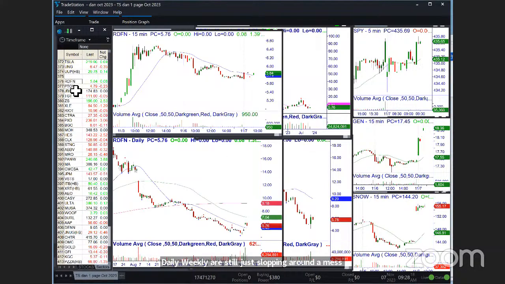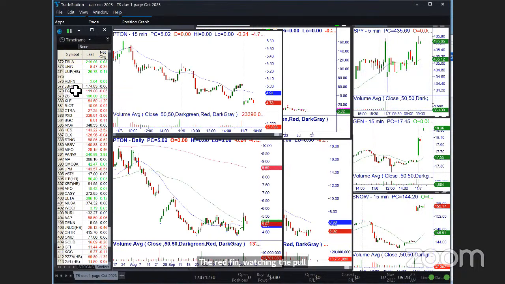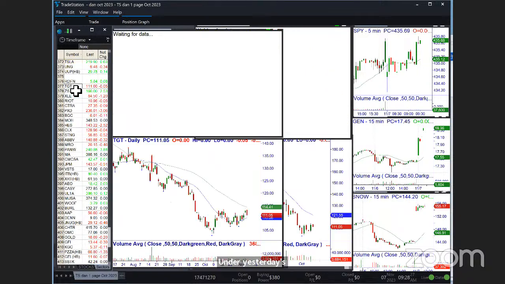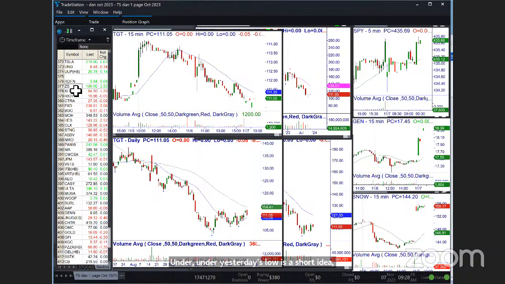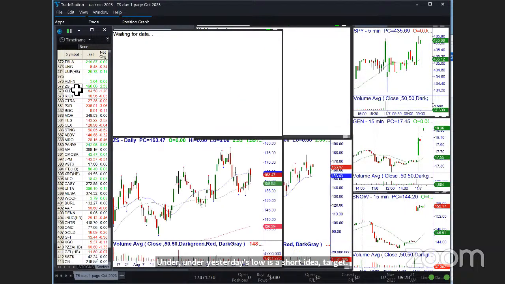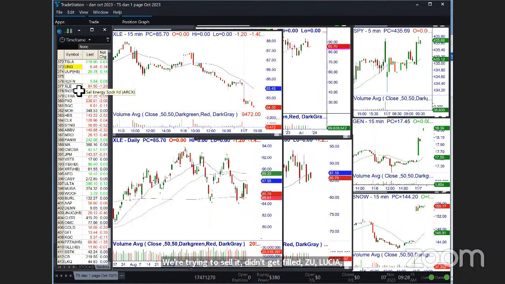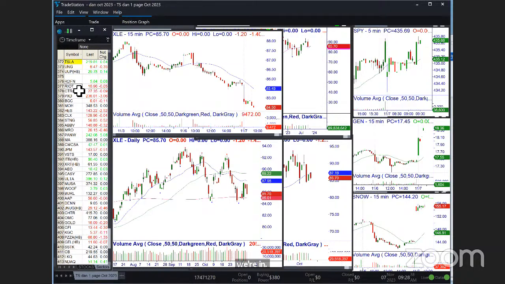Redfin, watching a pullback, a bottoming pattern, retrace too deep. JB Hunt under yesterday's lows, a short idea, target. We were trying to sell puts, didn't get filled. Zulu Sierra, we're in. XLE was a 1, 2, 3 yesterday, and then gave it up. Look at oil down now. I think I saw something on the screen that oil was like the weakest sector this year. Technology the strongest.